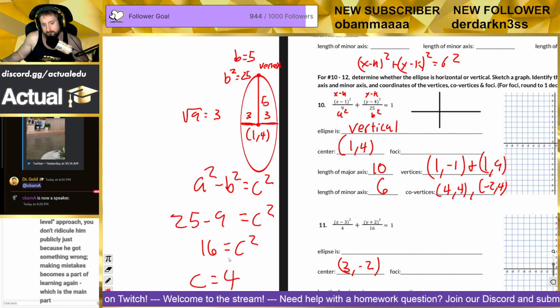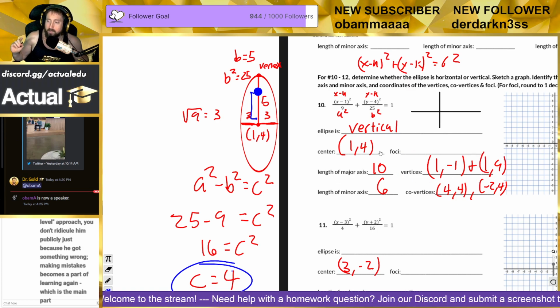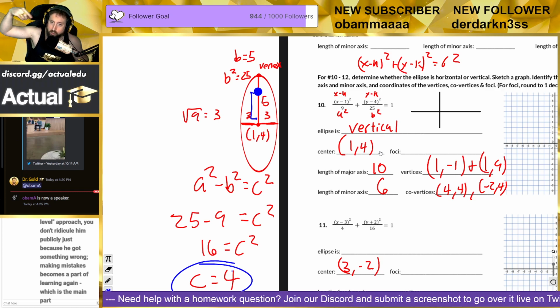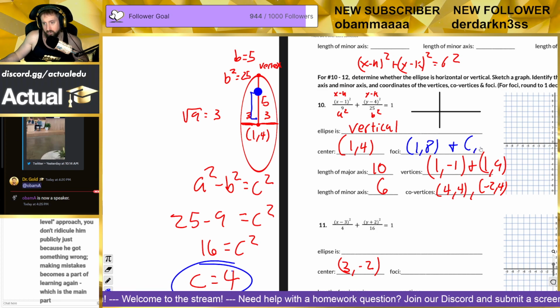Now here's the key thing about the foci. The foci are located along the major axis, and they're located this many units away. You start from the origin, and it's going to go up 4 units. Remember, the vertex went all the way up to 5. For the foci, it only goes up 4 in this case, and it only travels along the major axis. All we care about is the major axis. It's the most important one. So that's going to be 1, 8, and then there's another one, because you can also go down. 1, 0. Yeah, good, 1, 0.